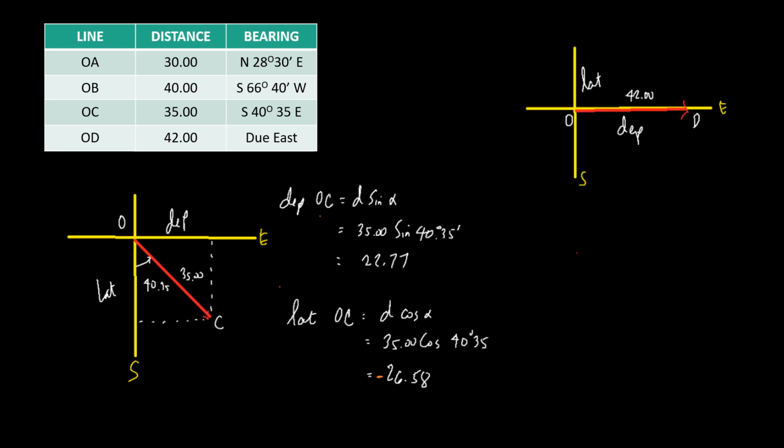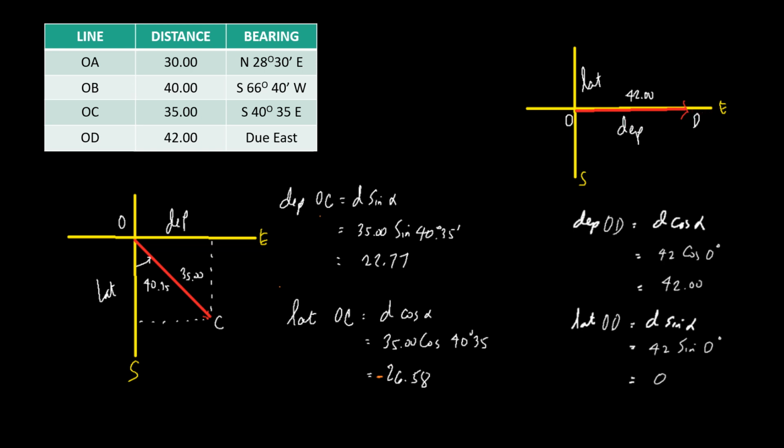Finally, we have line OD. The distance is 42 meters in an easterly direction. So the departure of line OD is d cosine alpha, or 42 cosine of 0, equal to 42. The departure is equal to the length of the traverse line itself, since it has an easterly direction. And the latitude is 0, as the direction is due east and it has no component in the north-south meridian.